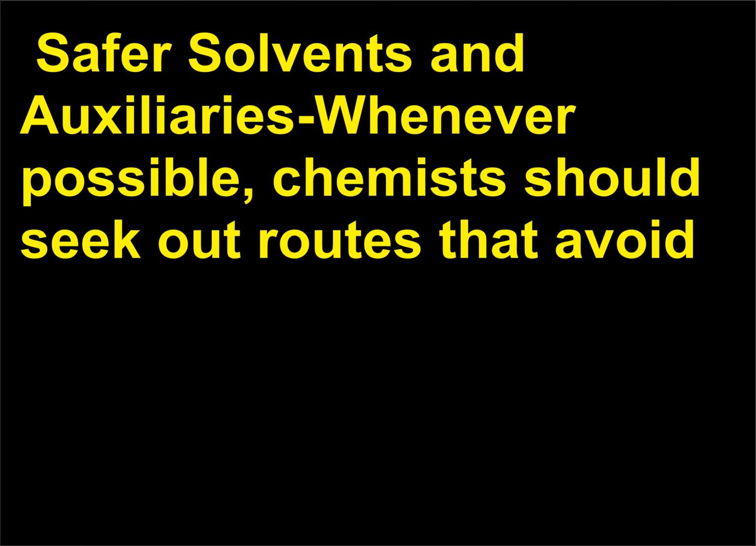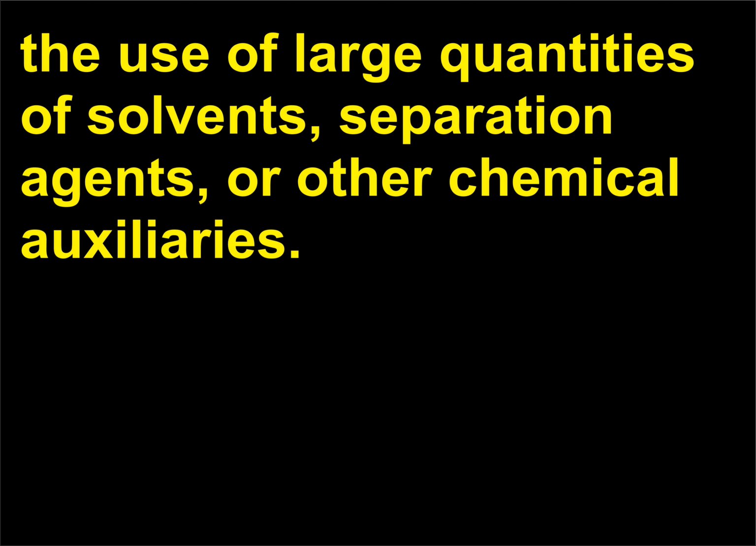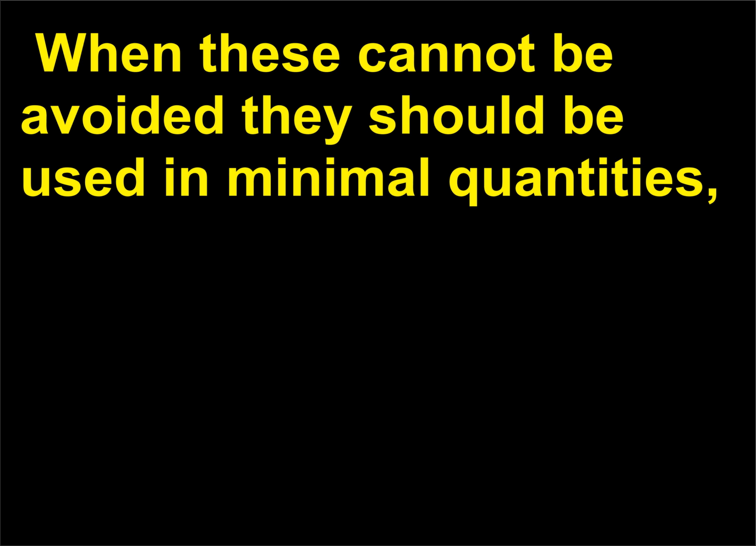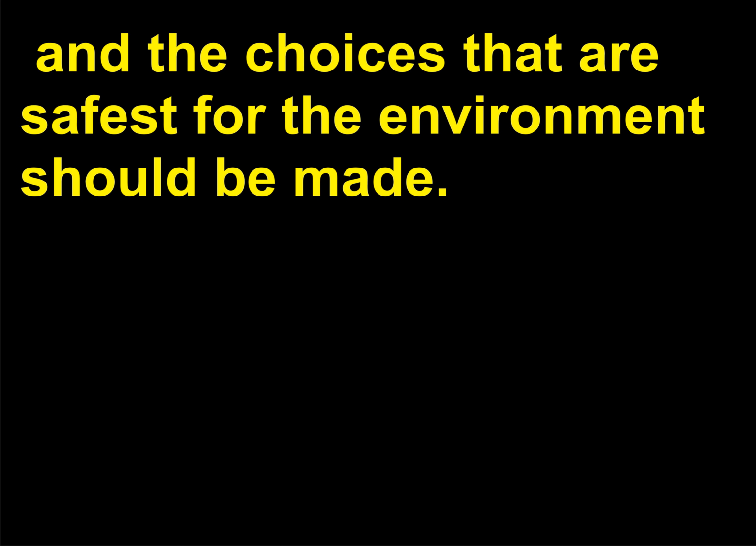Safer solvents and auxiliaries. Whenever possible, chemists should seek out routes that avoid the use of large quantities of solvents, separation agents, or other chemical auxiliaries. When these cannot be avoided, they should be used in minimal quantities. And the choices that are safest for the environment should be made.